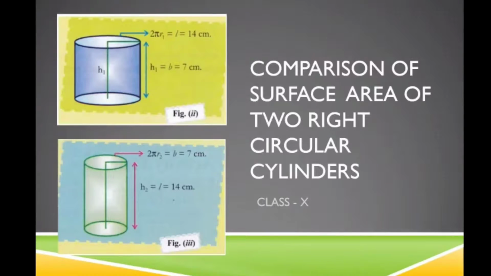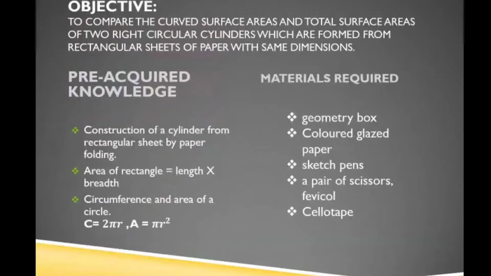It is the comparison of surface area of the two right circular cylinders. The aim of the activity is to compare the curved surface areas and the total surface area of two right circular cylinders which are formed from a rectangular sheet of paper with the same dimensions.